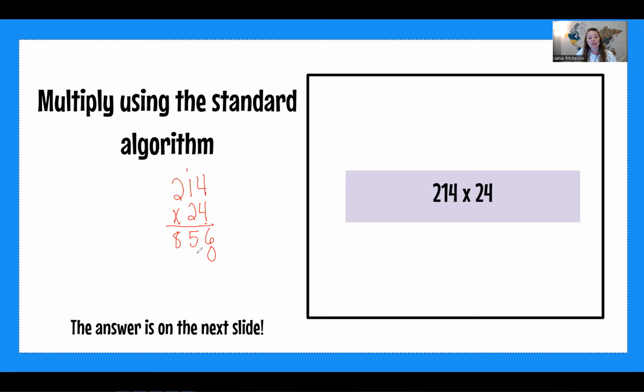So 2 times 4 is 8. Then we go to the tens place. 2 times 1 is 2. And 2 times 2 is 4. Line those numbers up really nicely and neatly so you don't get confused.